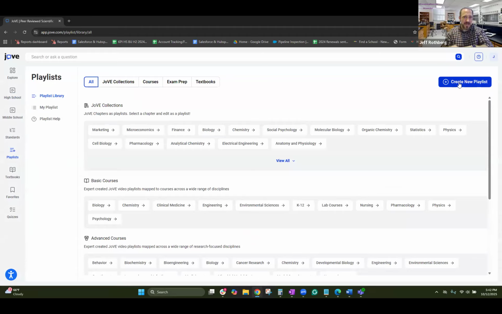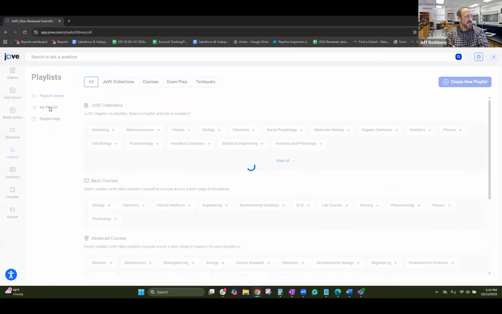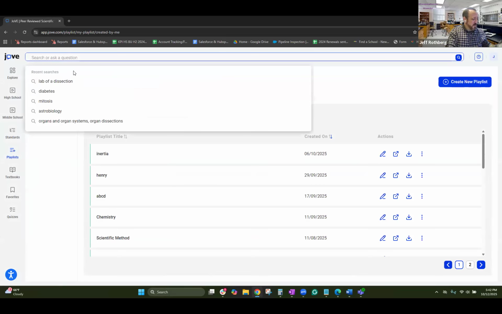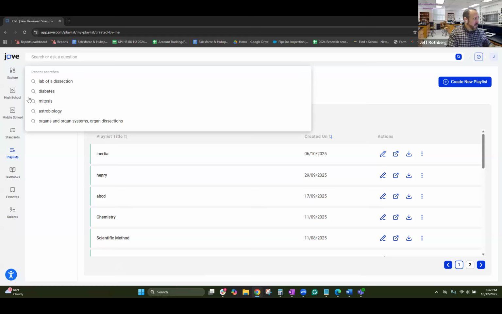Or you go the other way. I like to think that we're like smartphones where there's 6 different ways to do the same thing. You might have a playlist created. Like, for example, I have a few playlists already created on Inertia and Henry. I don't know who Henry is. A lot of us use this account. We might have these playlists already ready to go. And we're exploring. Like, maybe we're searching. Maybe we're searching on mitosis. I'll go to mitosis. I'll just use this one.